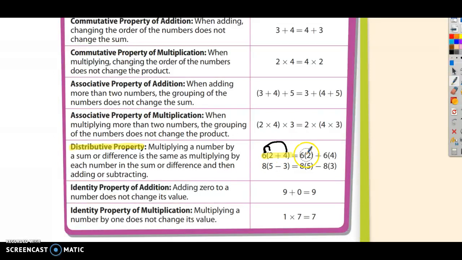And it's shown right here that we're going to do 6 times 2, and it's shown right here that we're going to do 6 times 4 and then add them up. So we do 6 times 2, that's 12, and then 6 times 4 is 24. We add those up and we get 36. So let's go look at that in action.